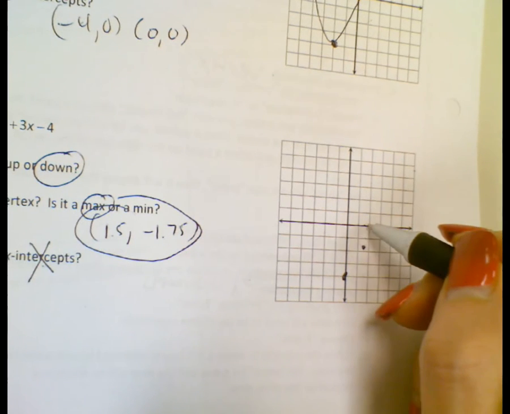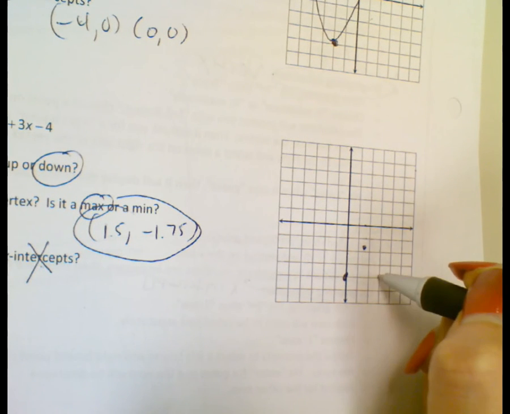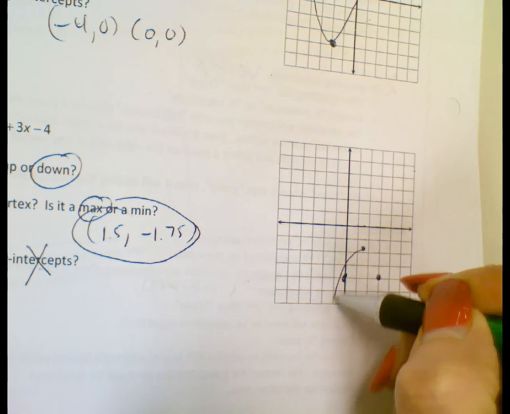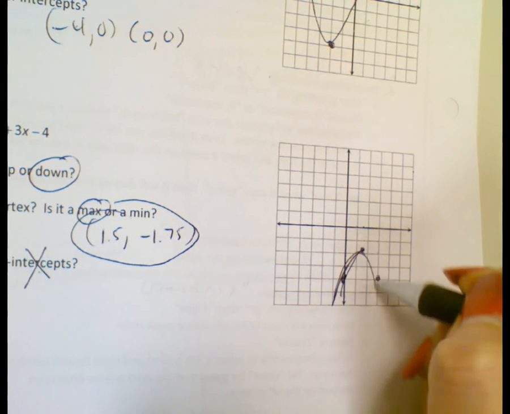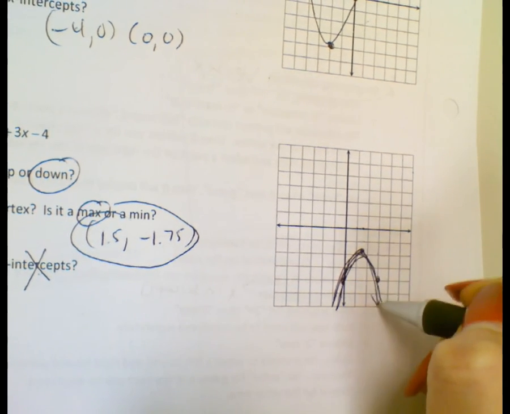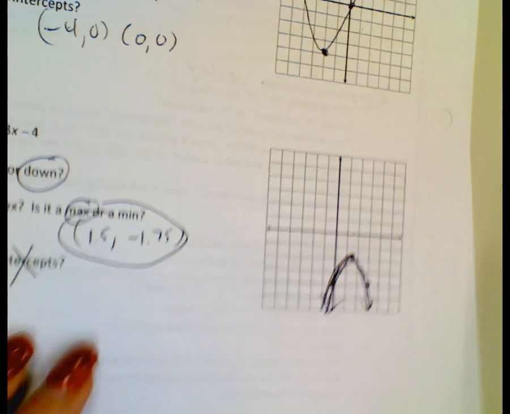I like to be symmetric. Make sure it's straight across from the one you just did. Oops, I missed it. And make sure you hit both these points. And that's your graph. Done.